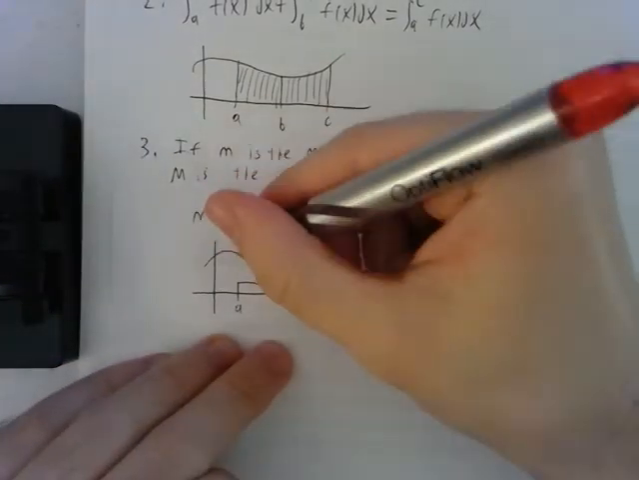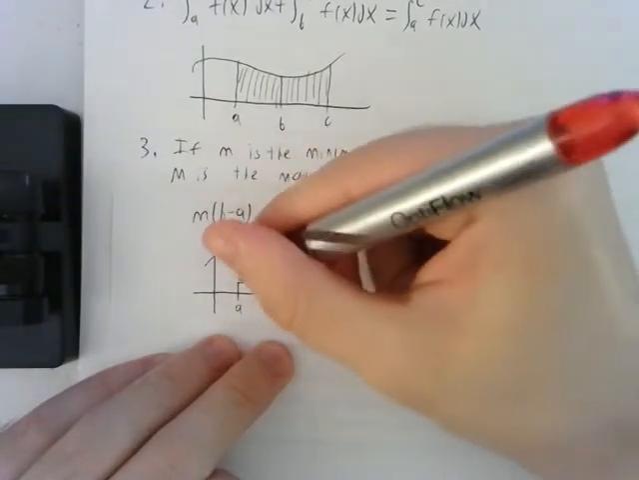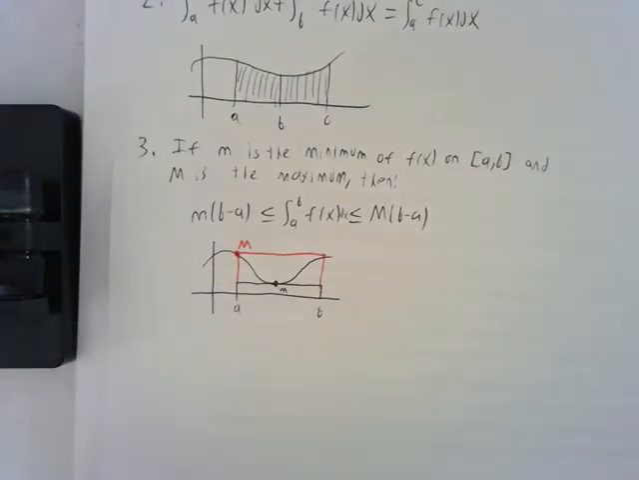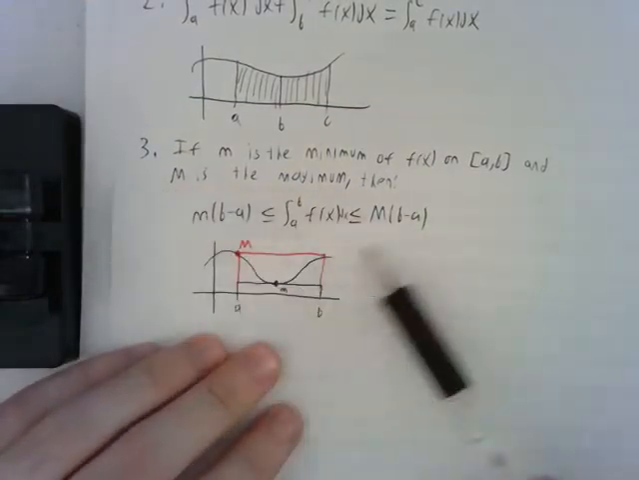Whereas if we use the biggest value of f, capital M, we can approximate the area with this rectangle, but now the rectangle is always above the graph, so we're getting an overestimate. So that's really all these equations are saying.